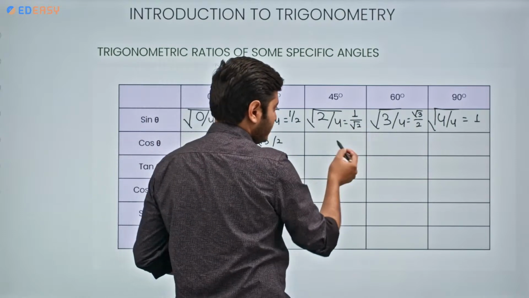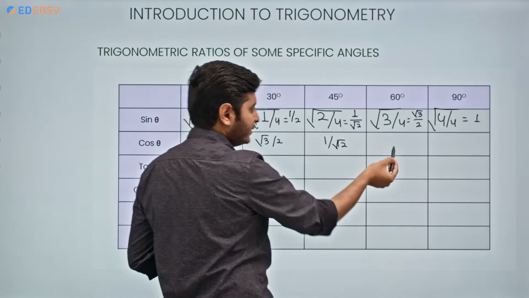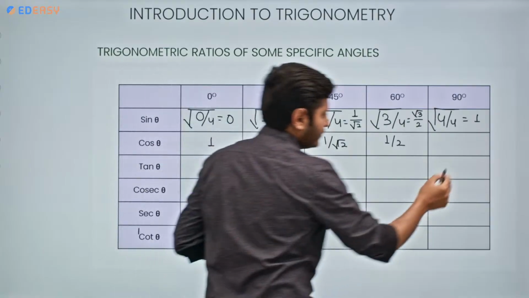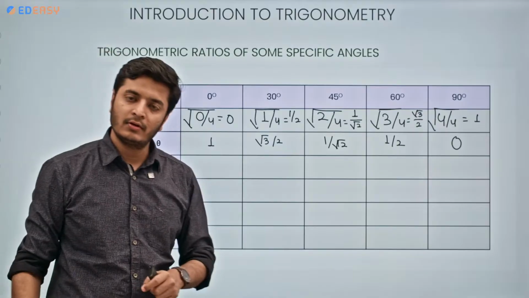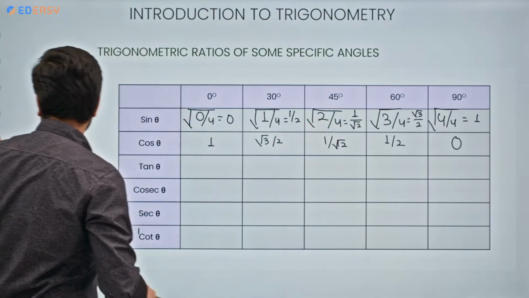Then the third last value, 1 by root 2. Then this value will appear here, 1 by 2. This value will be the last value of cos. Now we have all the values of cos theta. Correct? So this is looking a little bit clumsy, the sine values.